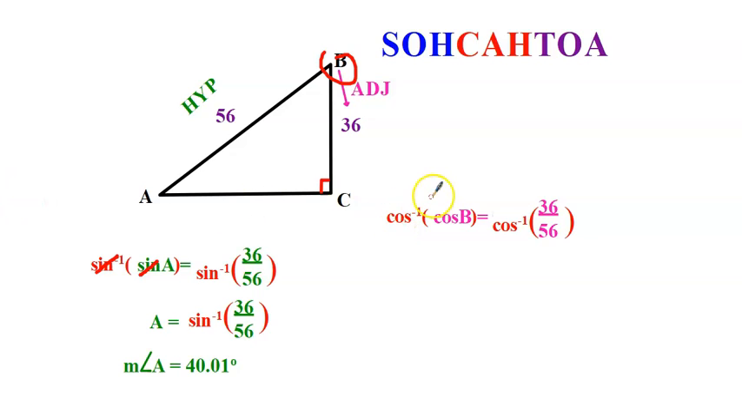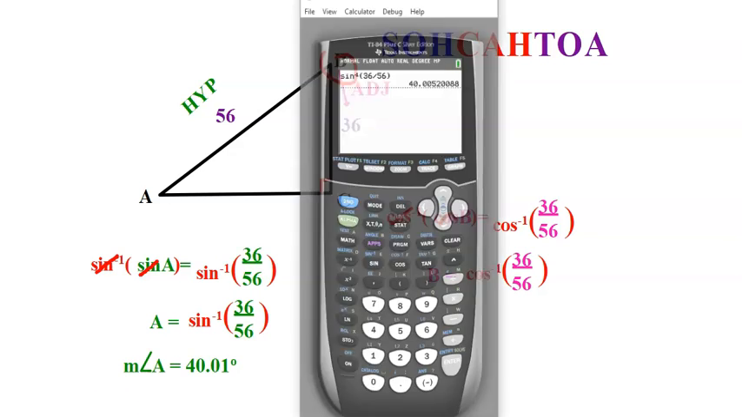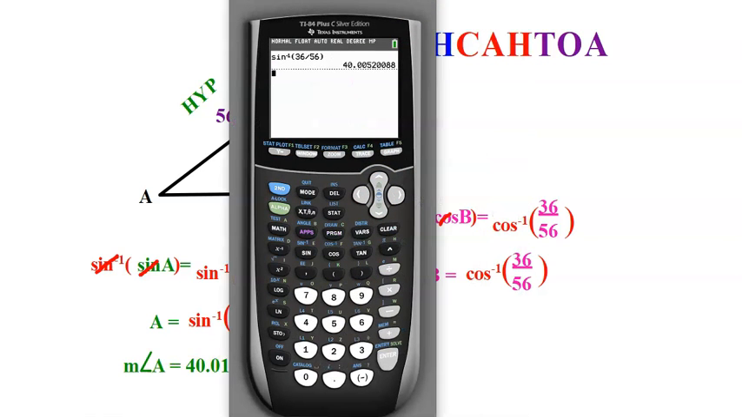So the cosine cancels out, and I'm just left with B is equal to the inverse cosine of 36 over 56. Because remember, you do it to one side, you got to do it to the other side. Equations have to stay balanced. All right. So we'll take this and stick that in my calculator. Inverse cosine right there in blue. So second cosine, and it is 36 over 56. Close my parentheses and 49.994.